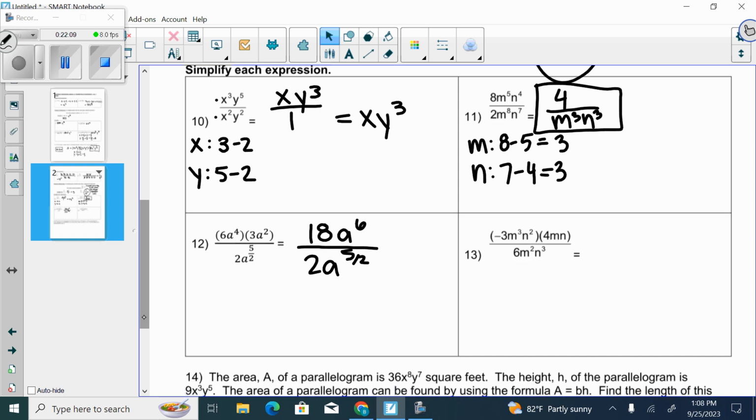Okay, now we can divide. So 18 and 2. Neither one has an exponent, so what do I do with 18 and 2? Not subtract. Divide. What is 18 divided by 2? 9. Very good. All right, and then for A, I've got 6 and 5 halves. What am I supposed to do with those two numbers? Subtract. Very good. So 6 minus 5 halves. What is 6 minus 5 halves?